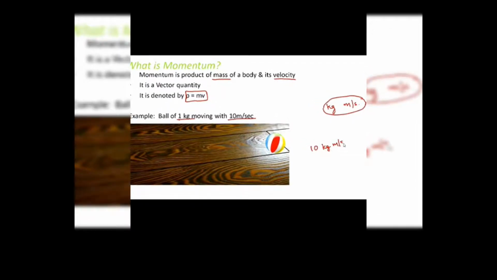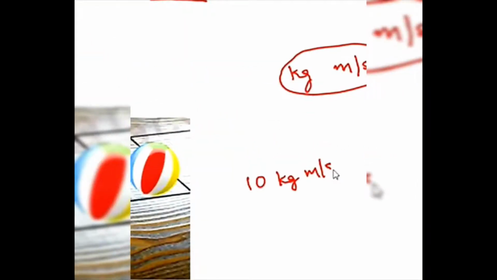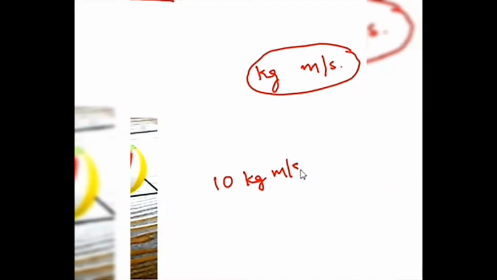Now let's look at this example of momentum. Let's suppose you have a ball of mass 1 kg moving with a velocity of 10 meter per second, then what is the momentum of this object? It will be m into v, that is 1 kg into 10 meter per second, and that will be 10 kg meter per second, right? When I talk about the units of momentum, it's simple. For mass, unit is kg, and for velocity, unit is meter per second. So for momentum, unit will be kg meter per second. This is the SI unit of momentum.